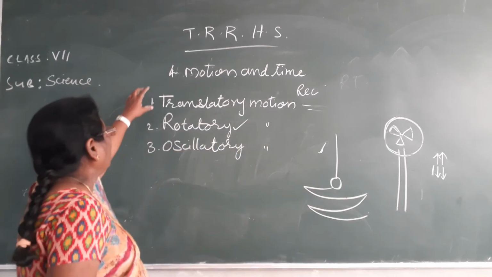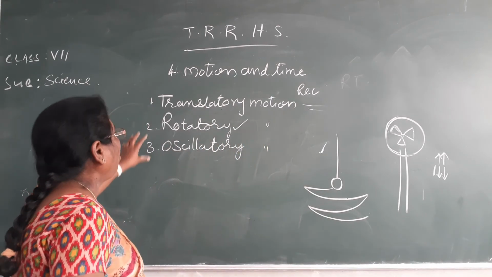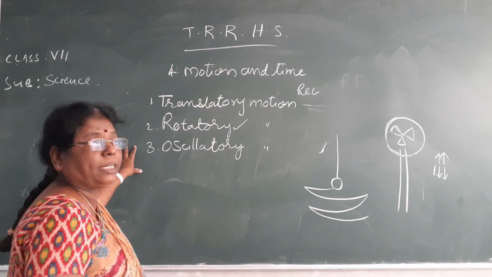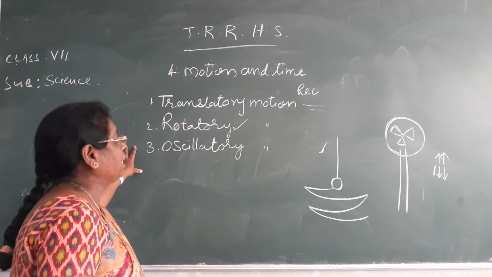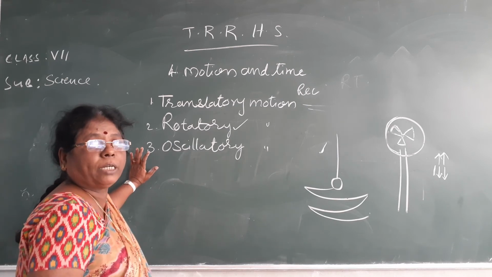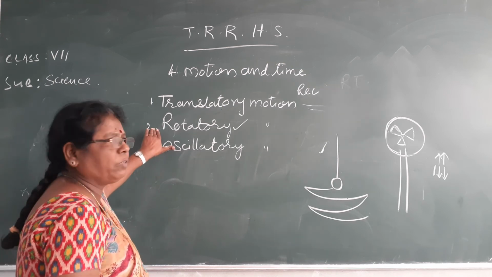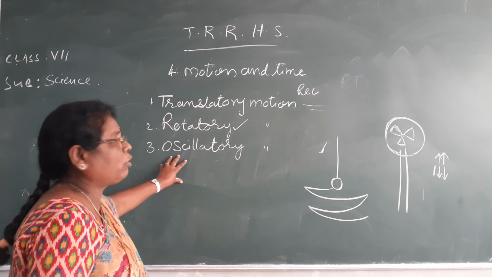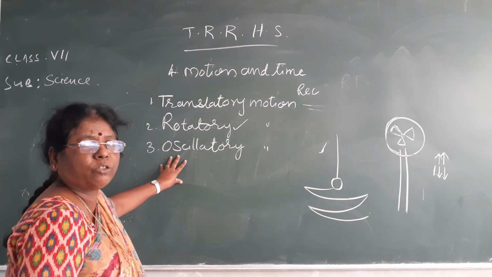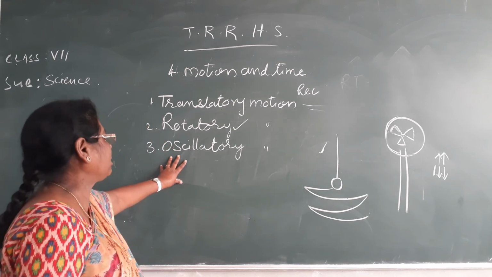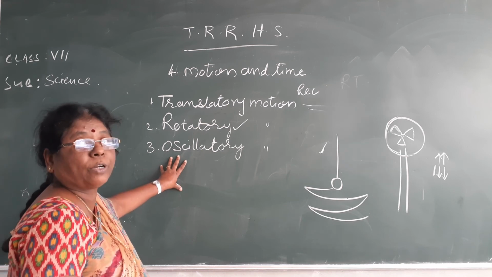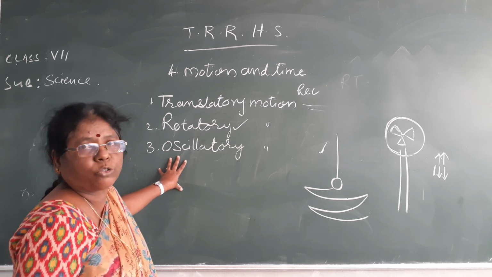So we have discussed translatory motion, rotatory motion, oscillatory motion. This chapter is completely new for you. So remember this. Examples are also very important. You can write your own examples. In rotatory motion, you will get many more examples. In oscillatory motion also, you will get many more examples. Find out other examples. I gave many examples. Apart from this, find out other examples also.